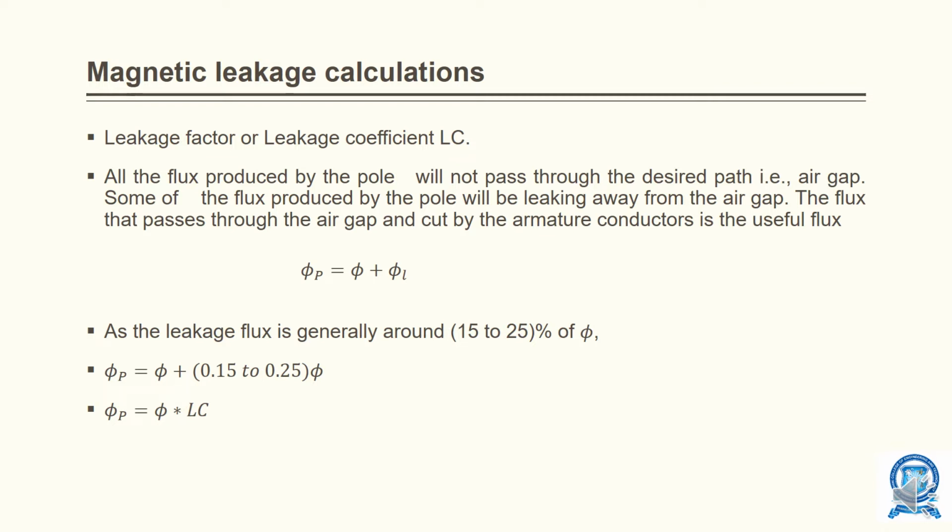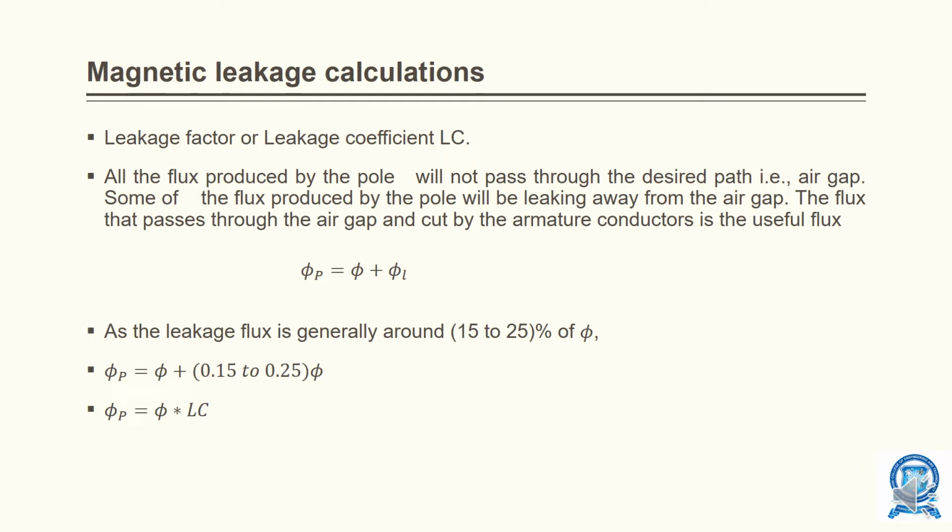All the flux produced by the pole will not pass through the desired path. That is, some of the flux produced by the pole will leak away from the air gap. The flux that passes through the air gap and cuts the armature is the useful flux. So we have useful flux and other flux. Useful flux is the flux which is utilized to make the machine run in the proper direction. We call it useful flux.